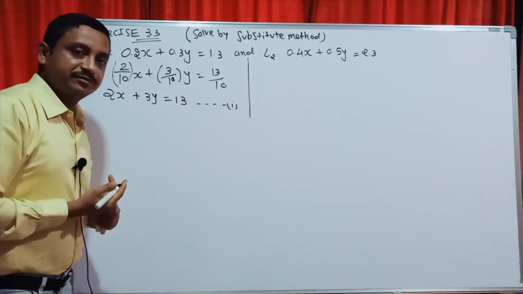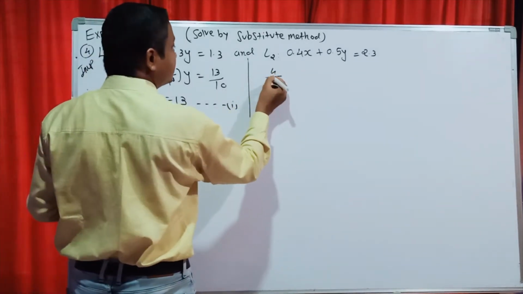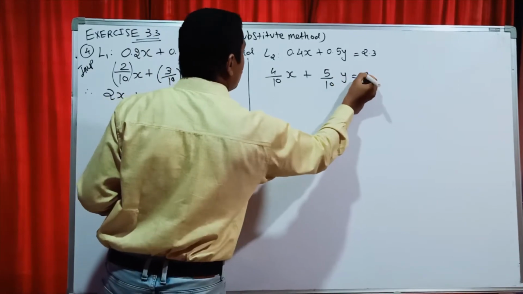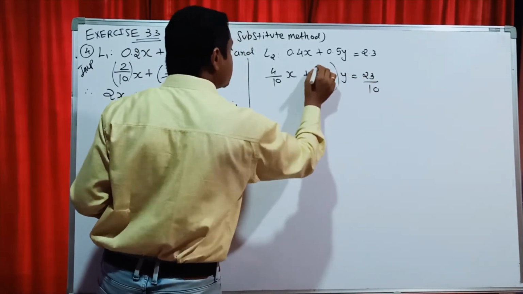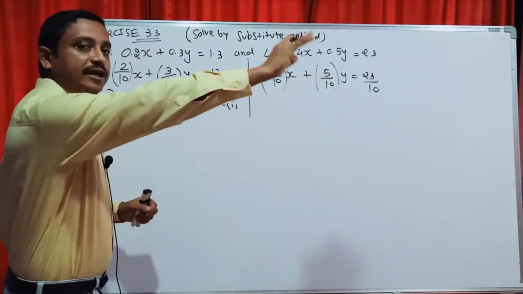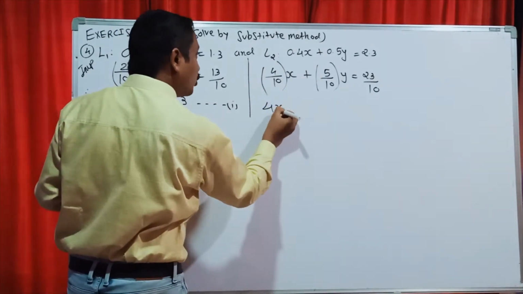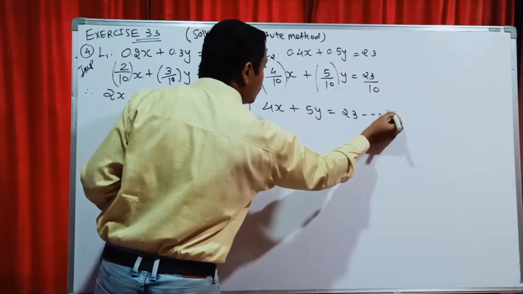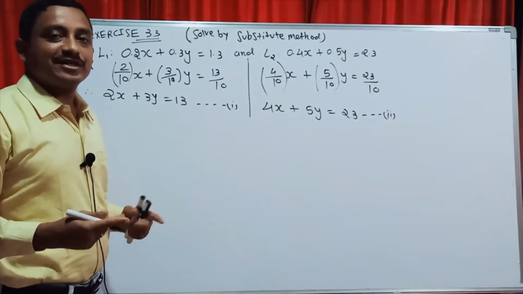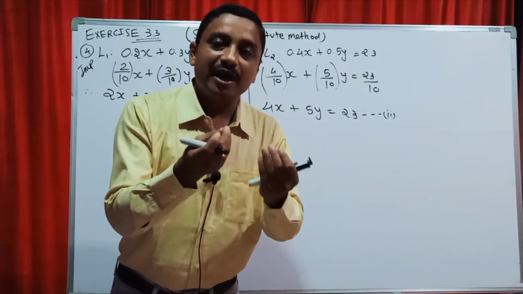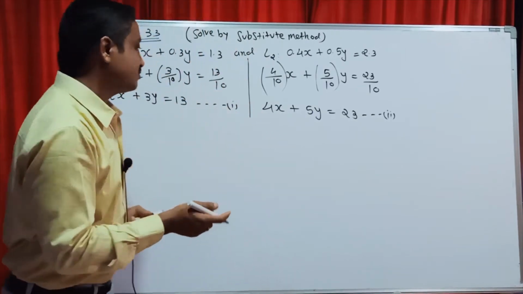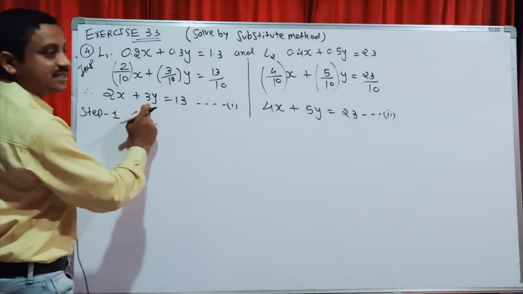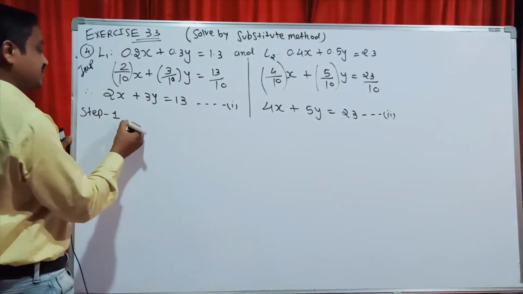That's my statement 1. Similarly here 4 by 10, 5 by 10 and 23 by 10, same as here also 10, 10, 10 removed. You get only 4x plus 5y is equal to 23. Now I start our method as usual, the substitution method. Step 1. Students, first utilize either first or second. I go to first.